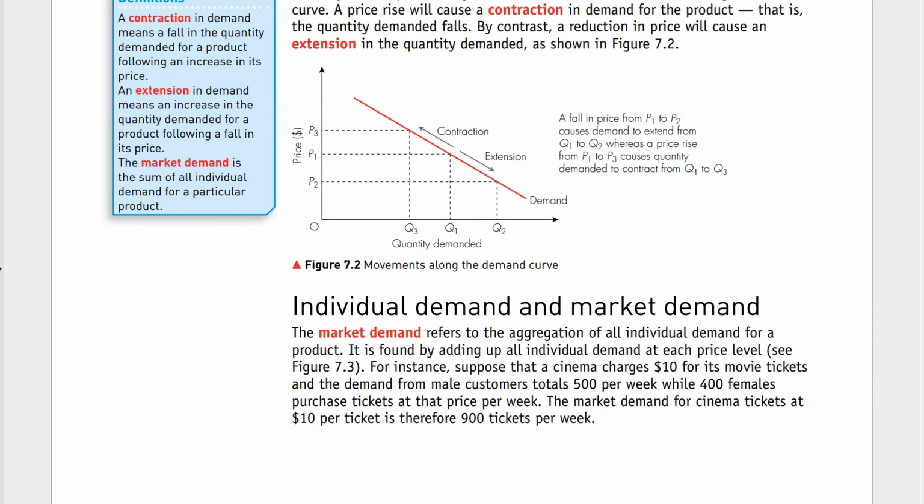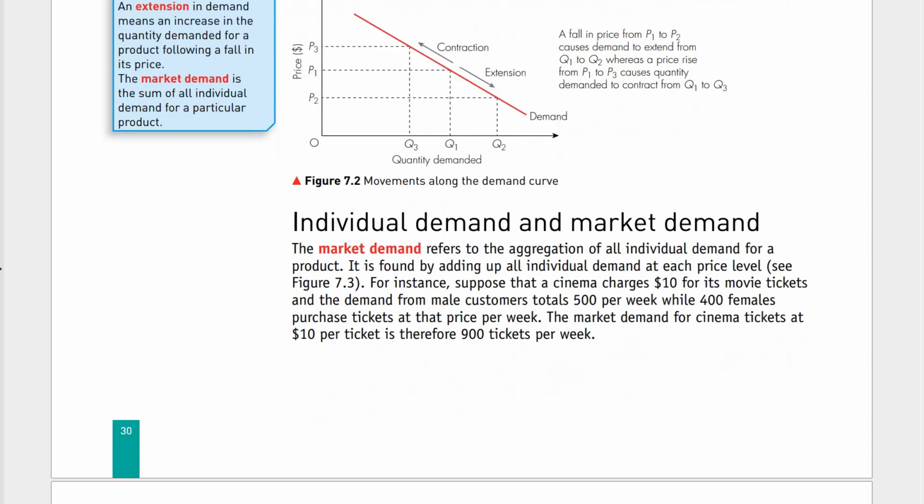Now, let's talk about individual versus market demand. While individual consumers make choices based on personal preferences and budget constraints, market demand is the sum of all individual demands for a particular good or service. By understanding how individual choices aggregate, we gain insights into overall market demand. This connection is vital for businesses and policymakers aiming to understand and address market trends and fluctuations.